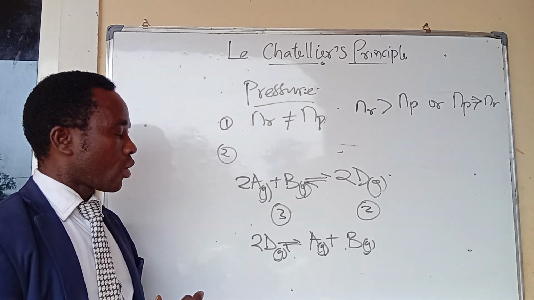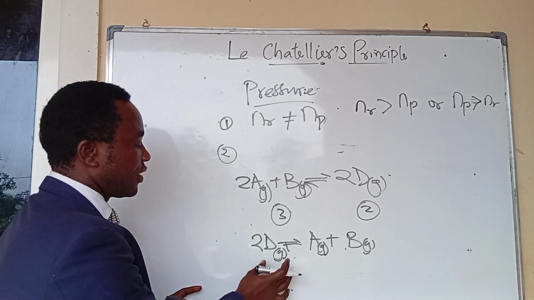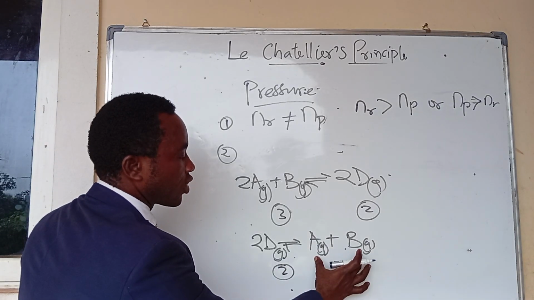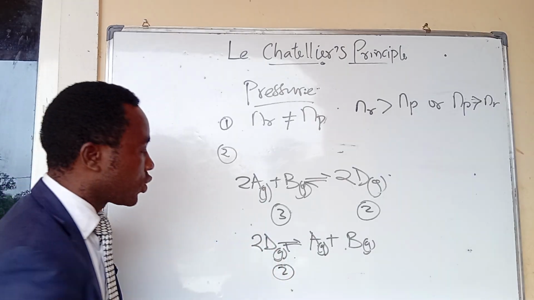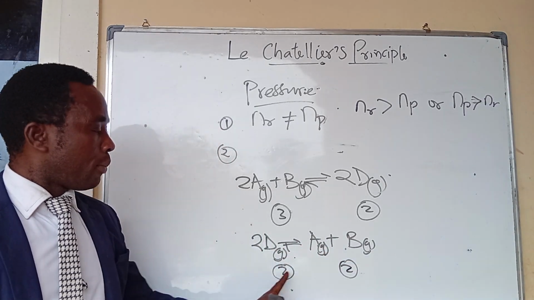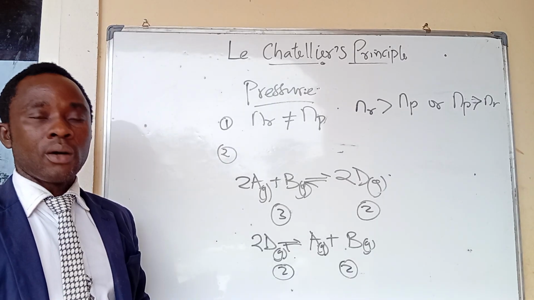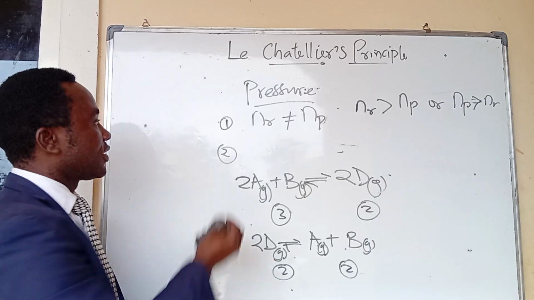Now, check whether the number of moles are equal. The number of moles of the reactant is 2. The number of moles of the product, the stoichiometric number of moles, is 1 plus 1, which is also 2. Since the number of moles of reactant and product are equal, pressure will have no effect on this chemical system that is in equilibrium.